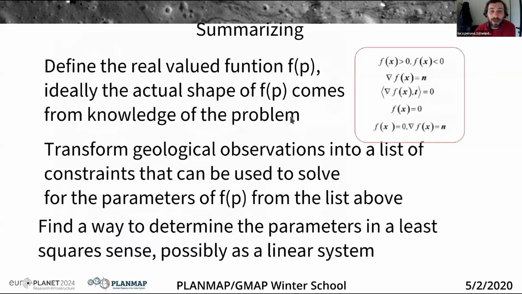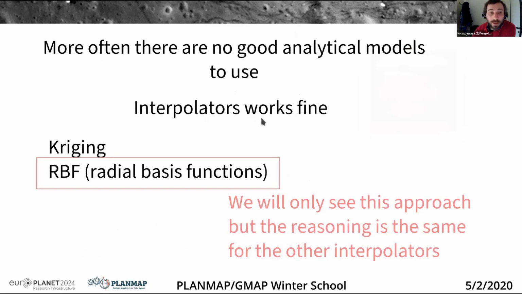Okay, just to summarize this method, basically you define a real valued function f of x, y, z. Ideally, the shape of f comes with whatever you know about the problem. That is not normally possible, and we will see just briefly a solution for that. And then you have to transform geological observation into a list of constraints that make sense to solve for the parameters of f. And I will just show an example that intuitively will probably be easier to understand.